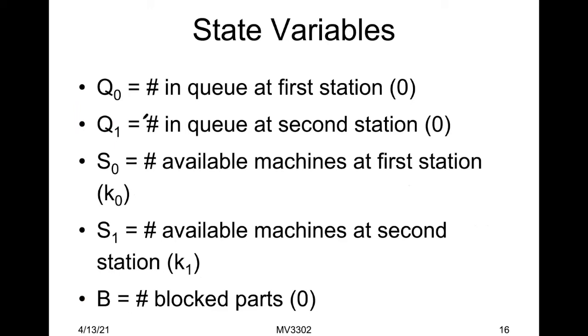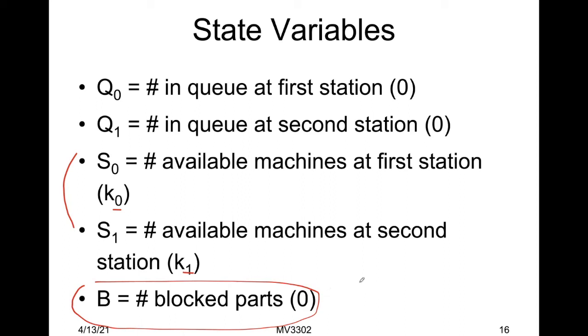Okay, the state variables are, again, very similar. So we have the number in the queue at the first station, number in queue at the second station, both initially 0. We have the number of available machines at the first station and the second station. They're initially equal to the total number of machines. But now we have an additional state variable, and that's going to be the number of blocked parts. In other words, the number of parts that are blocked at the first machine and can't move on to the second machine because there's no room at the end.